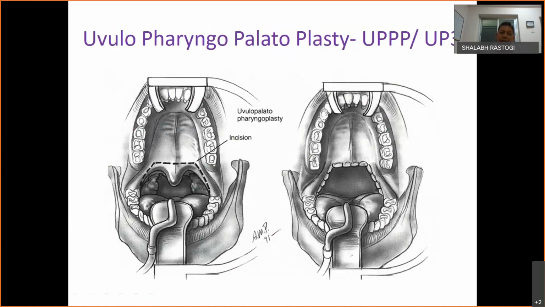What was the principle of the classical uvulopalatopharyngoplasty? The principle was to reduce an enlarged soft palate, and the anterior arch and the posterior arch along with the pillars are sewn together. So after tonsillectomy, you take out the extra tissue of the soft palate and stitch all these things together. But it can only increase the anteroposterior dimension.